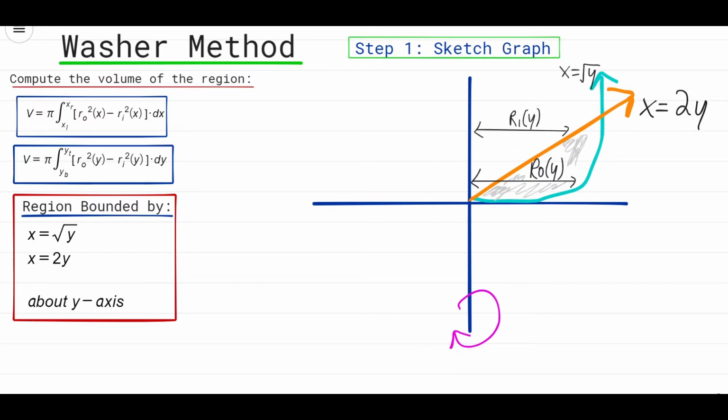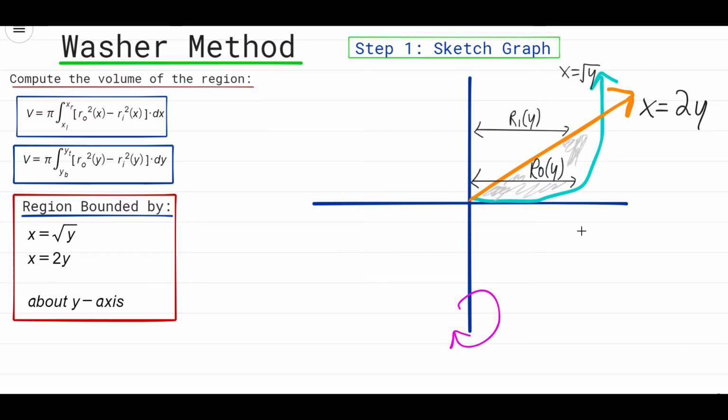So one thing I do want you to notice is in the previous problem, this revolved about the x-axis, and you might have been tempted to say that the teal line is closer to the x-axis. While that is true, we're revolving about the y-axis. Since it's revolving about the y-axis, we must make a note that we're distinguishing whichever one is farther from the y-axis. So we can clearly see the orange line is closer to the y-axis and the teal one is farther. So do keep that in mind.